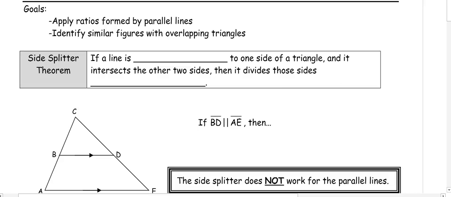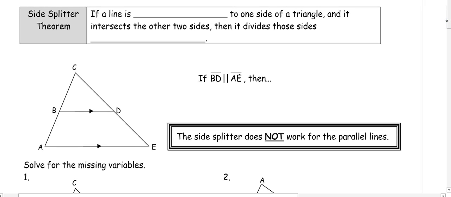This video is about applying ratios formed by parallel lines and identifying similar figures with overlapping triangles. So, first thing we're going to talk about is the side splitter theorem. In the side splitter theorem, if a line is parallel to one side of the triangle and it intersects the other two sides, then it divides those sides proportionally.